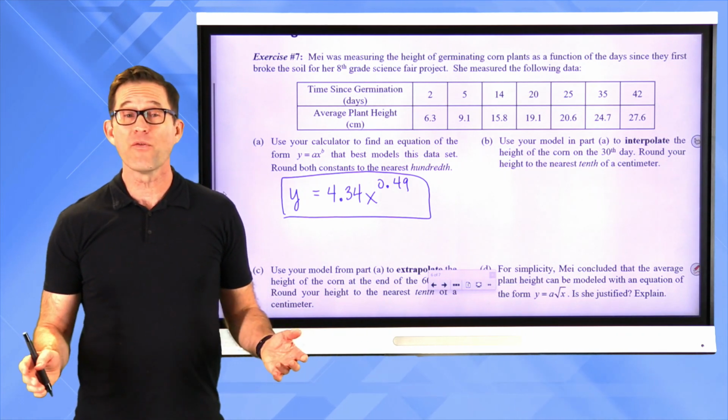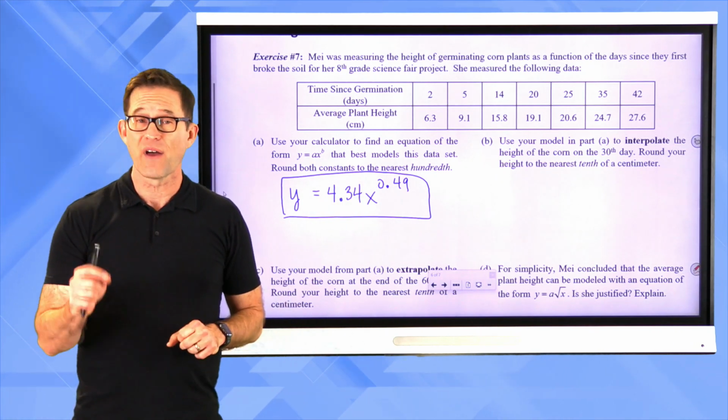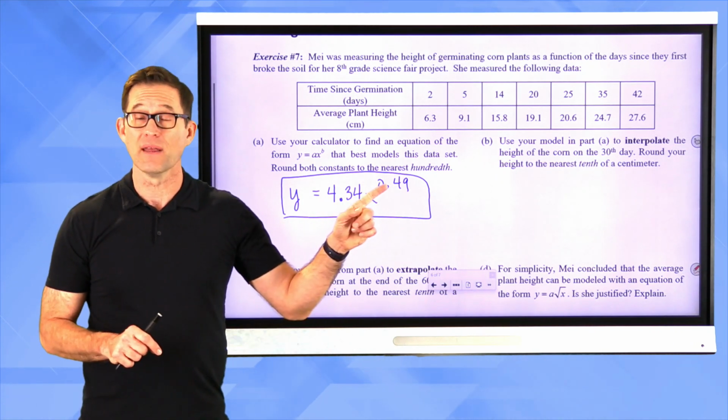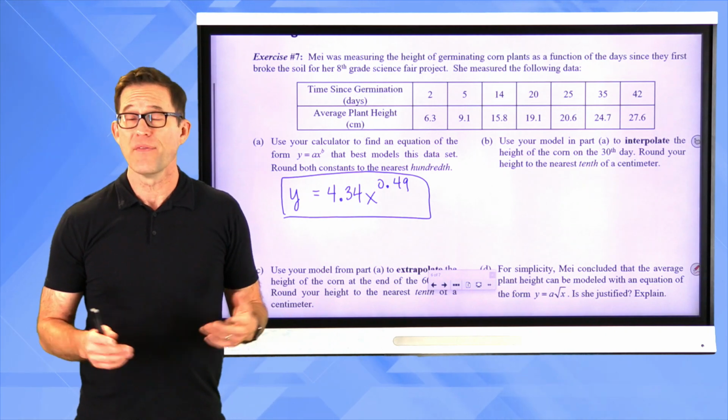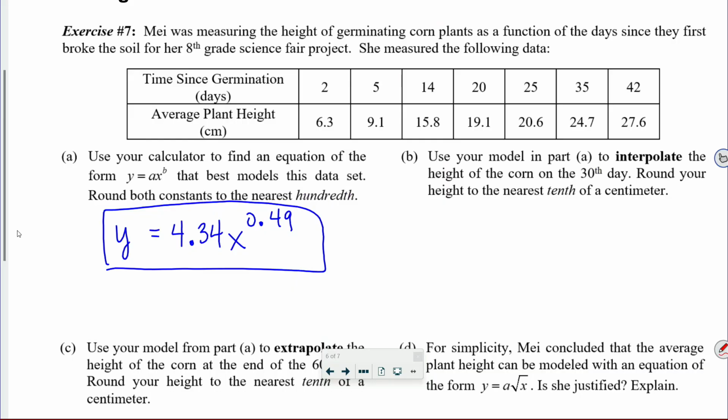All right, and a beautiful power function, right? Some number times x raised to some number. It's in fact a power function where the exponent is positive, okay? And that sort of makes sense. Let's take a look at letter B. Use your model in part A to interpolate the height of the corn on the 30th day. Round your height to the nearest tenth of a centimeter.